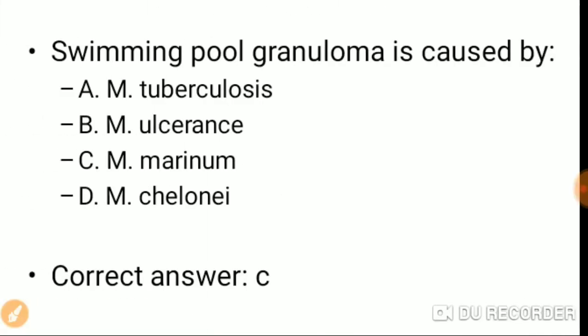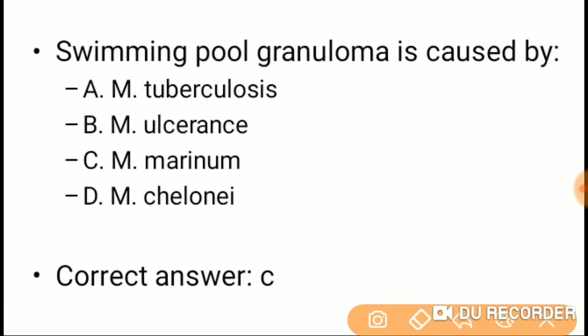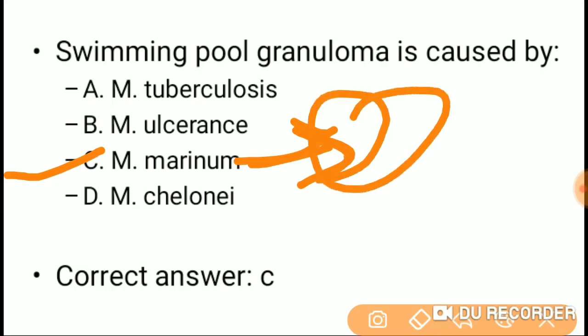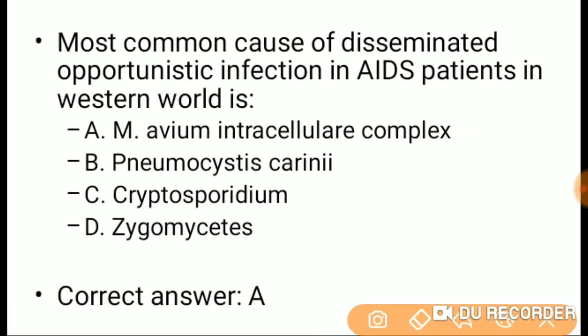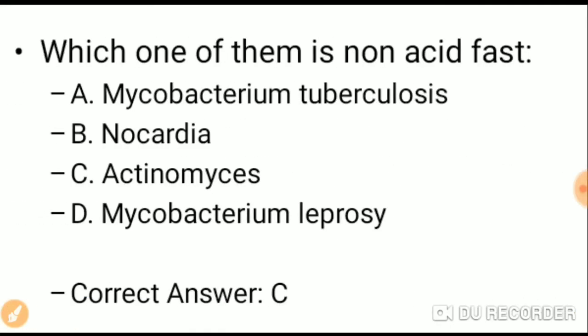Remember the trick. Now, swimming pool granuloma is caused by Mycobacterium marinum. How to remember? Marine, submarine and marinum. Submarine in water and marinum in swimming pool water. So this is a way to remember. Now, the most common cause of disseminated opportunistic infection in AIDS patients in the Western world is Mycobacterium avium intracellulare complex.